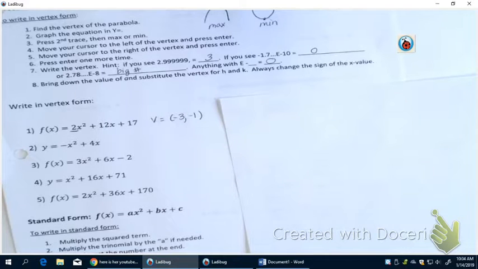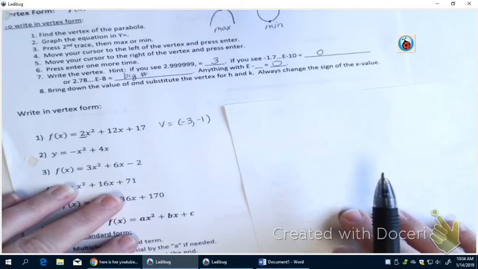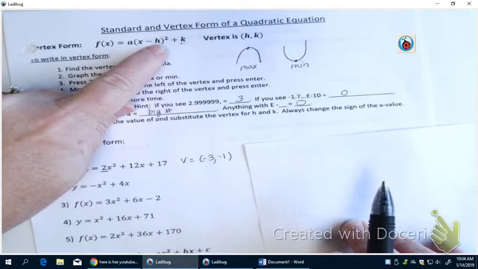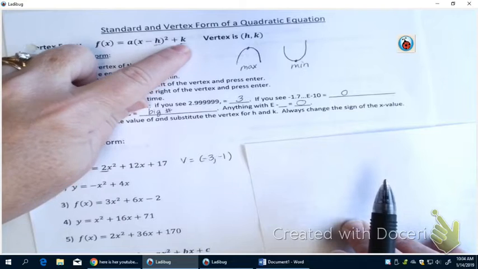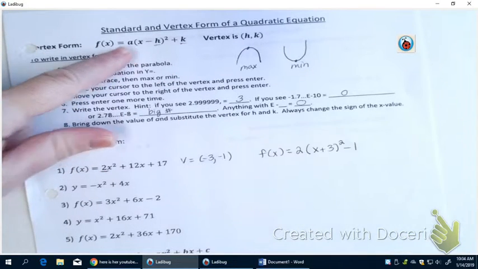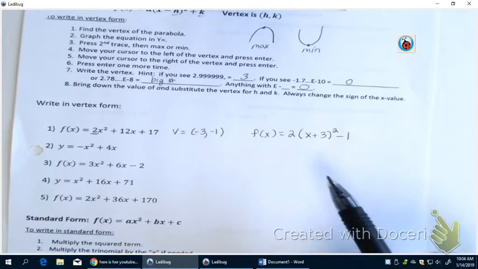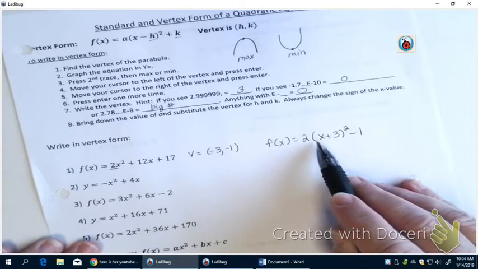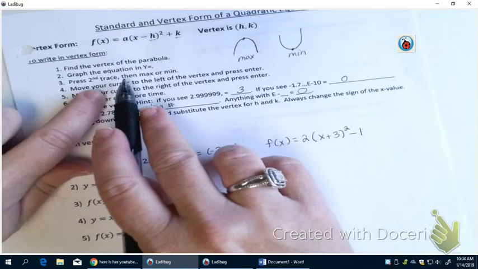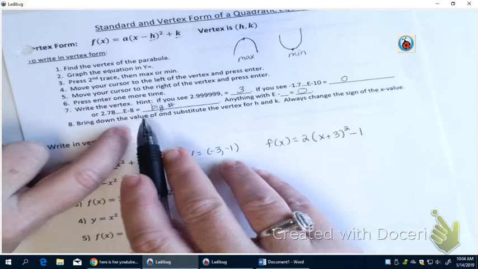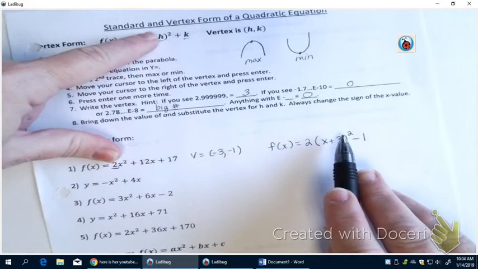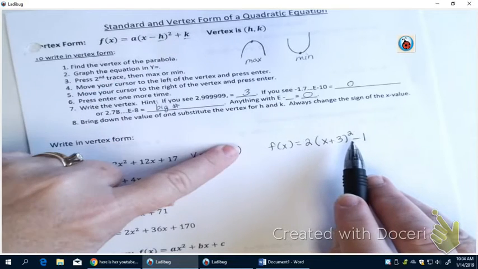So after you get the vertex, you're going to plug it into this equation here. And the -3 goes there, the -1 goes there, and the number at the beginning goes at the A. And you get this equation. So 2 parentheses x minus -3, because you always change the sign of the x value, squared, and then -1, because that's a -1.